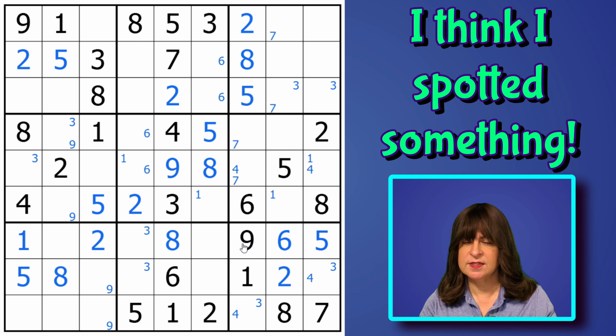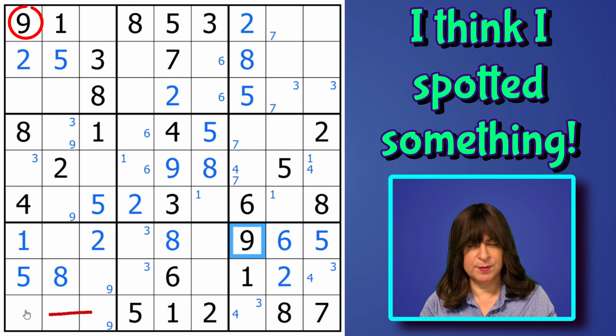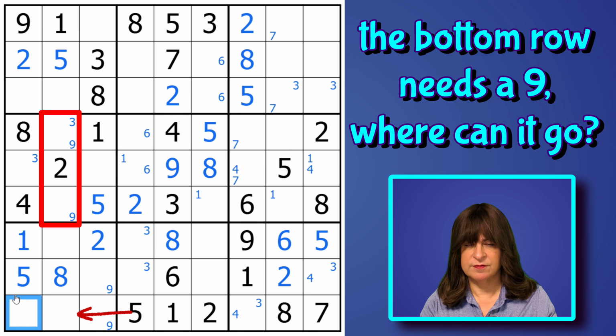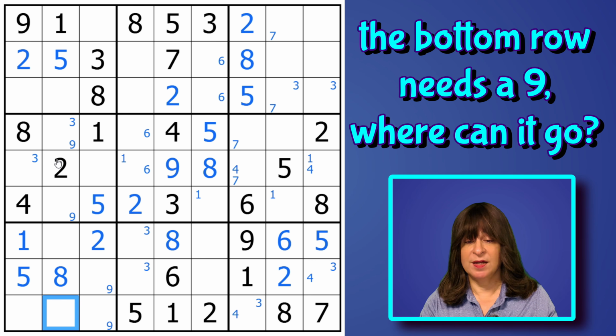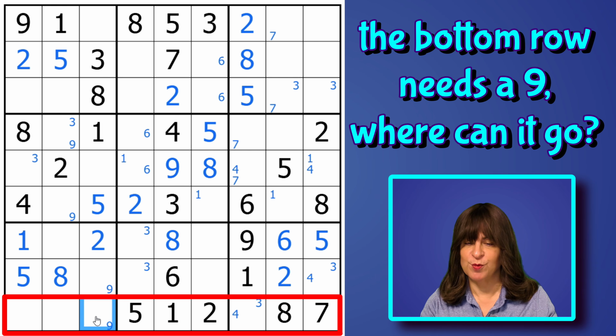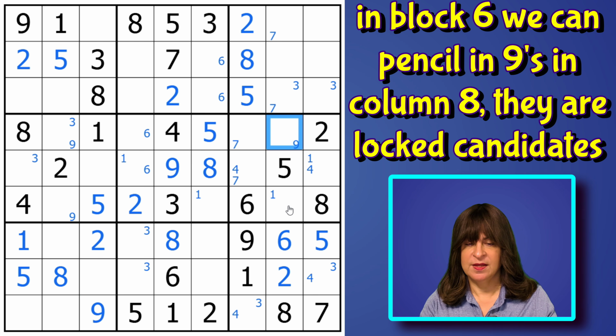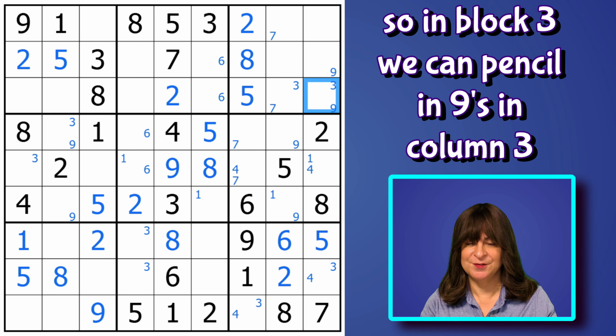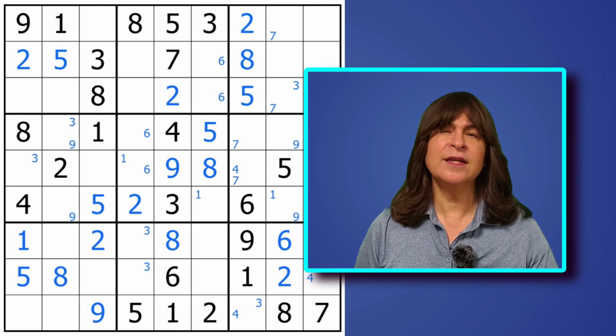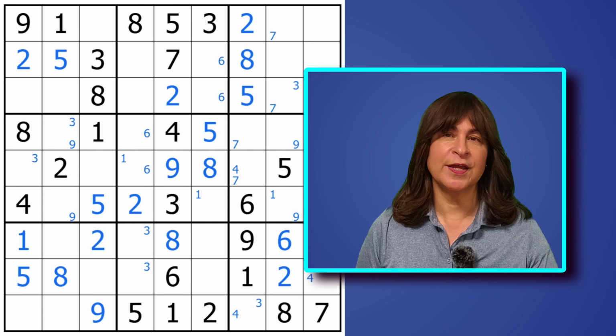Now, if this is a 9, and this can't be a 9, and this can't be a 9 because of the locked candidates, and the bottom row needs a 9, so where can it go? So the only place a 9 can go in the bottom row is here. So this has to be a 9. And here, I can pencil in 9s here and here. And now these can't be 9s, so I can pencil in 9s here and here. And now I don't see anything else we can do by just looking around.